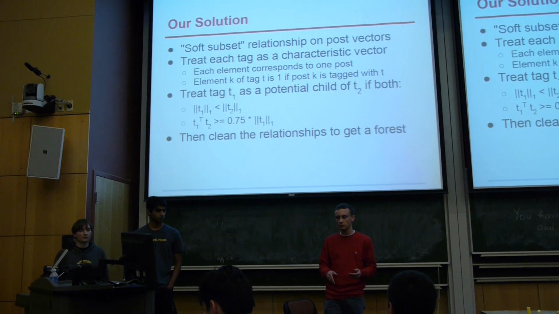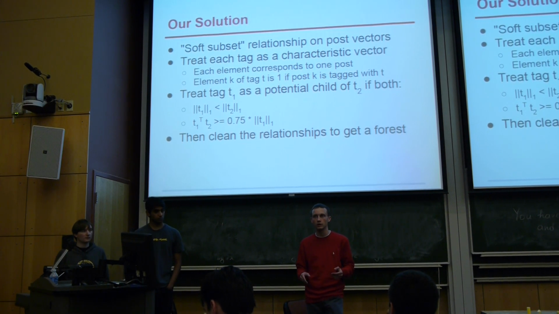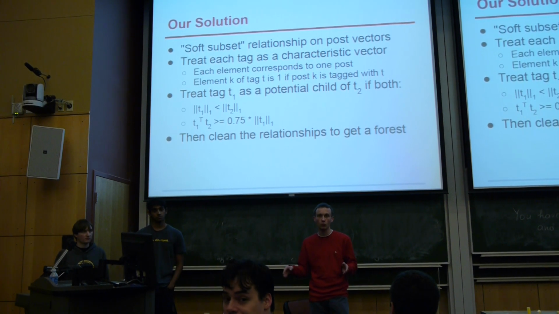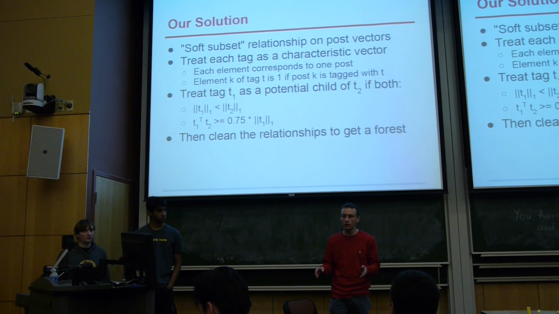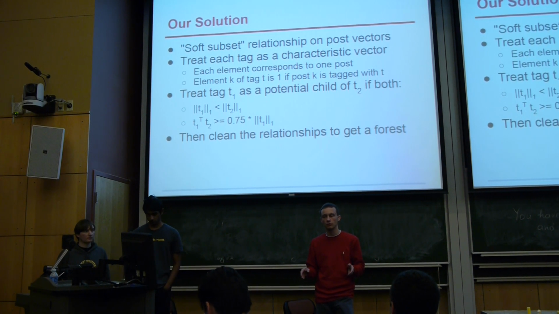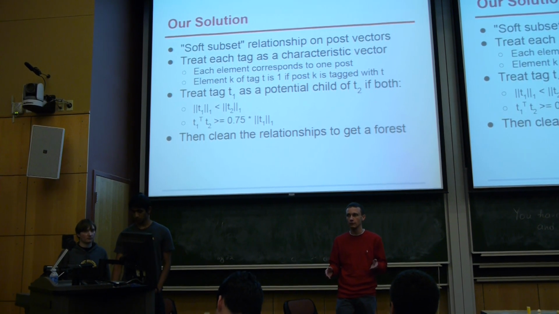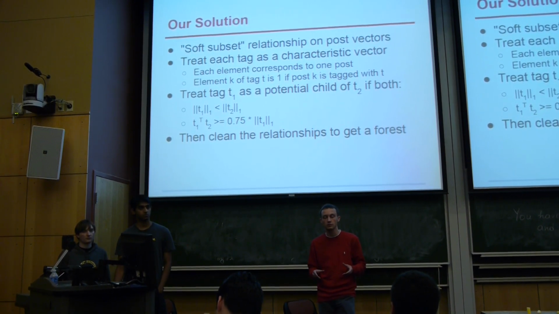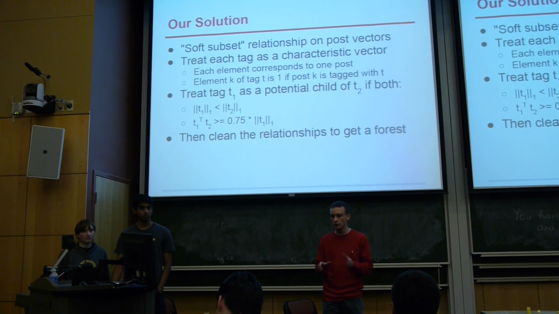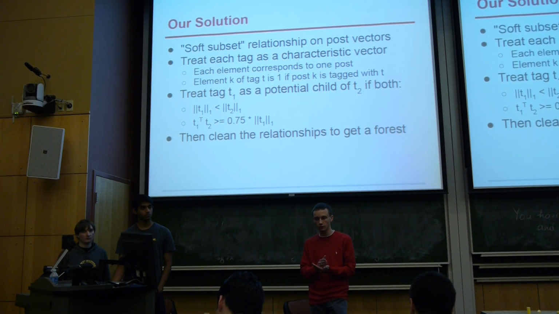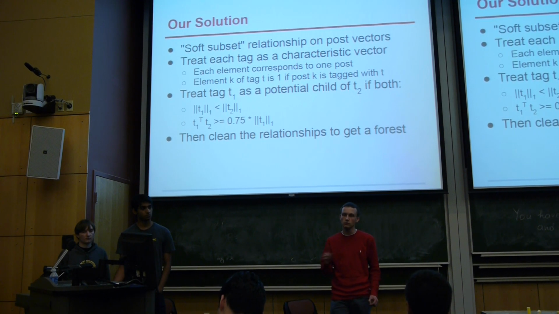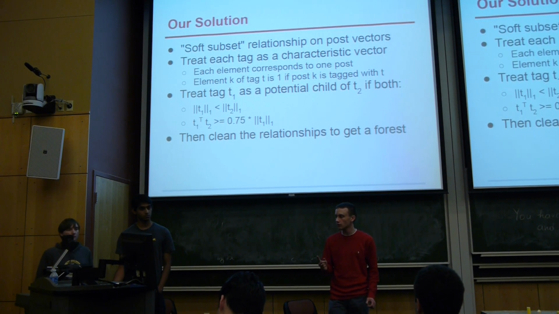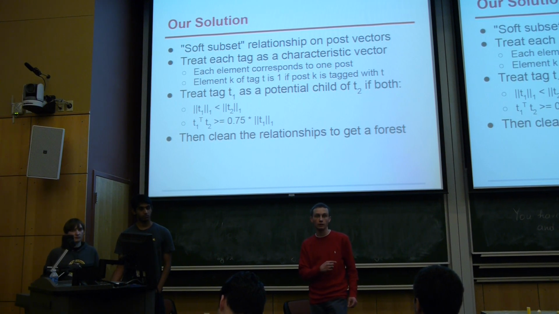And so we thresholded that score, and it turns out not to matter that much where the threshold is, because for anywhere from 0.25 to all the way up to 1, which is a strict subset relationship, the difference in number of edges that we generate through this is only about an order of magnitude, which is kind of surprising, because a strict subset is really different from these two sets of posts sharing only a quarter of their elements. But in the end, we picked a threshold, and we used that threshold to generate edges, and each of those edges is a potential parent. And then we cleaned the relationships to get a hierarchy, which is just a forest.